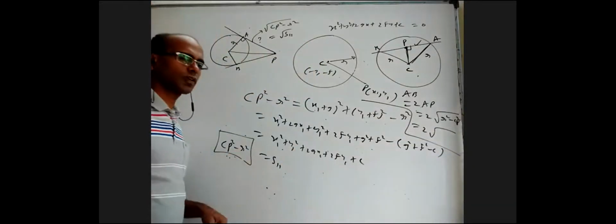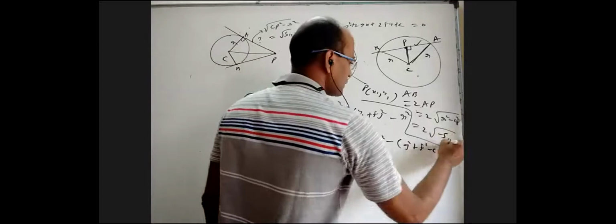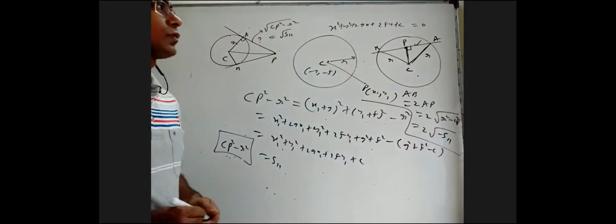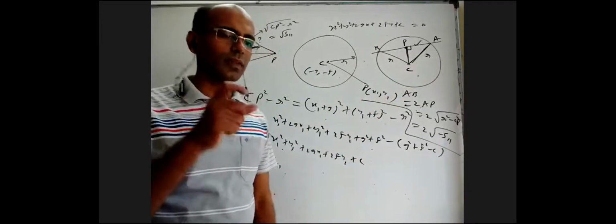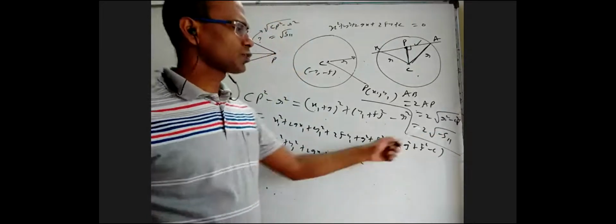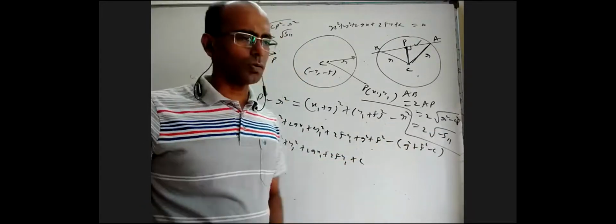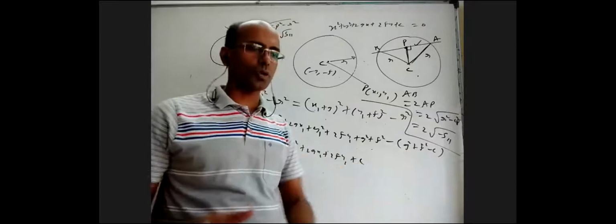So CP square minus r square is S11. So what is r square minus CP square? Minus S11. So when a point P is inside the circle, and there is a chord having P as a midpoint, the length of that chord is 2 root minus S11. One may object that root minus S11, root of a negative, is not defined. No, it is defined, because when a point is inside the circle, S11 itself is a negative real number. Minus S11 is a positive real number.